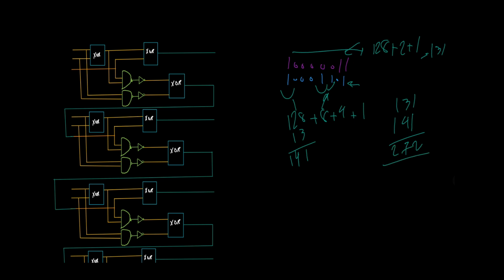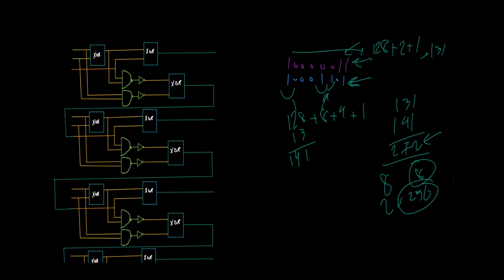So we want to add 131 with 141, and obviously the result should be 272. 272 cannot fit in 8 bits, because using 8 bits we could only show 2 to the power of 8, equal to 256 different states, from 0 to 255, right? But we want to see if we add this value with this one, we actually get the result of 272. And I'm telling you that this would work.